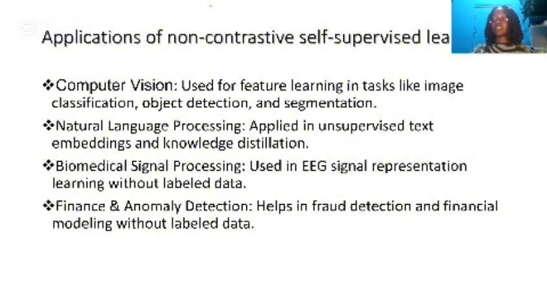Now, like sentence embeddings, whereby methods like SimSiam can be adapted for learning meaningful sentence representations. Then you also have text classification and summarization, whereby non-contrastive self-supervised learning enhances pre-trained transformer models in text-related tasks. We also have language model pre-training. Now this one is applied in models like BERT but without requiring contrastive losses.